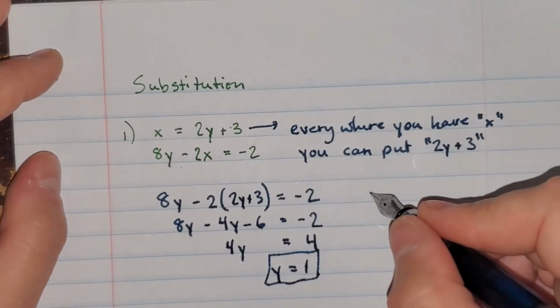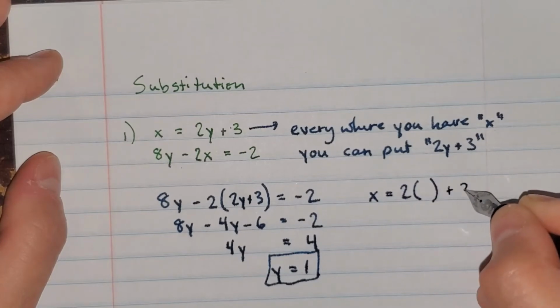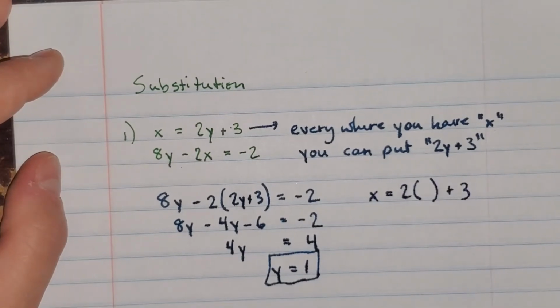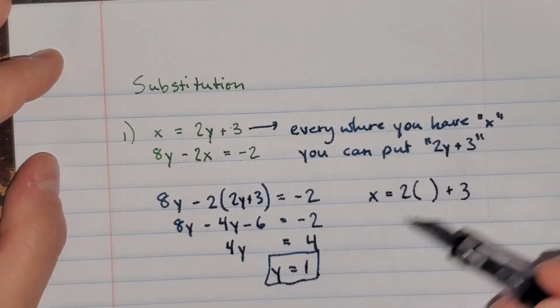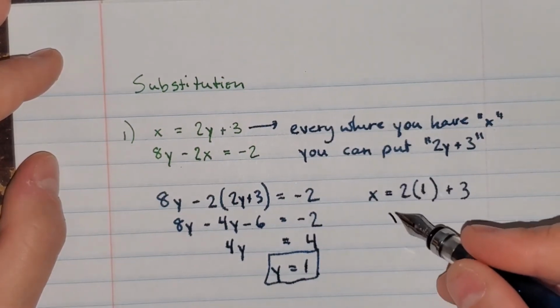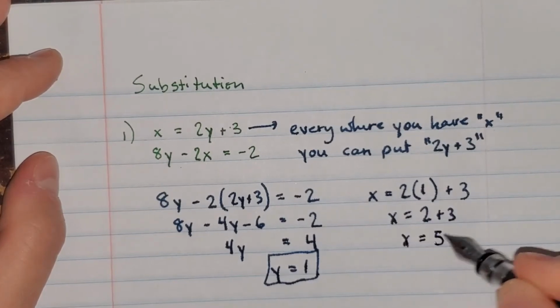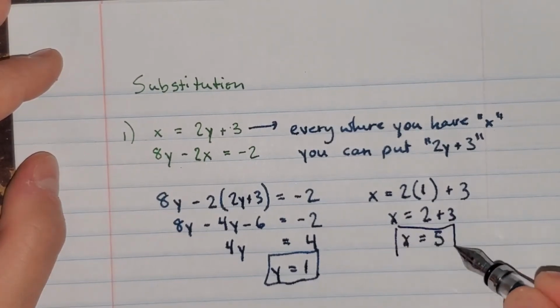Now, we're going to substitute this into that first equation. So I'm going to say x equals 2y plus 3. And I already know now that y is 1, so 1. Well, 2 times 1 is 2. So, x equals 5. Pretty cool.